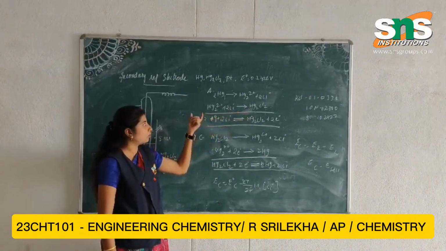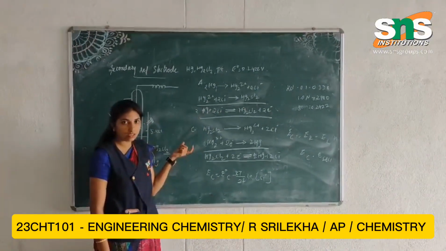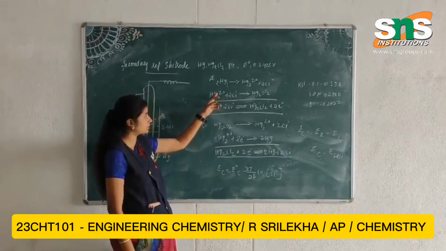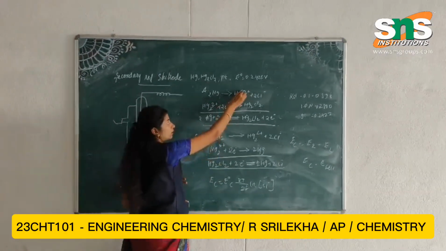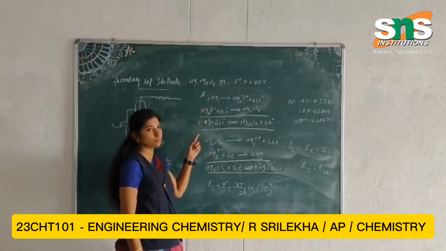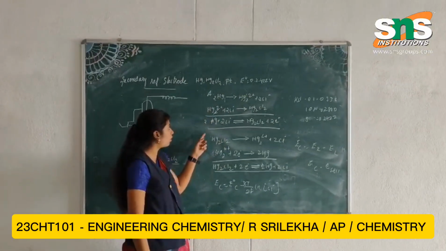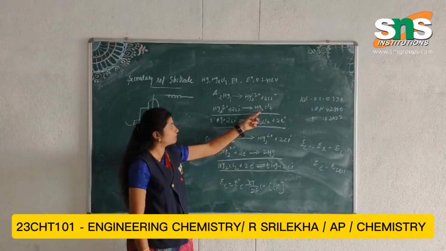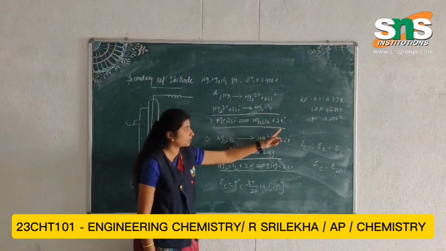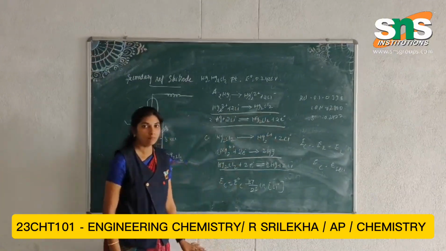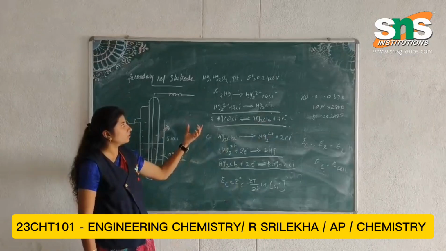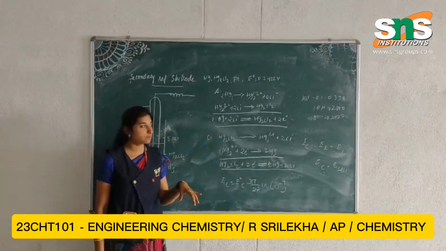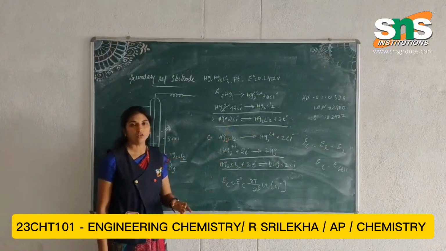For this anode reaction, we take the overall reaction by cancelling the Hg2 2+ on both sides, and the remaining overall reaction is 2Hg plus 2Cl minus giving Hg2Cl2 plus 2e minus. This is a reversible reaction, and the Cl minus ions decrease because electrons are lost.